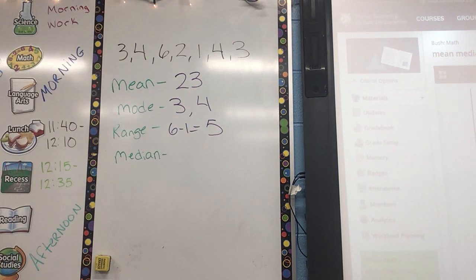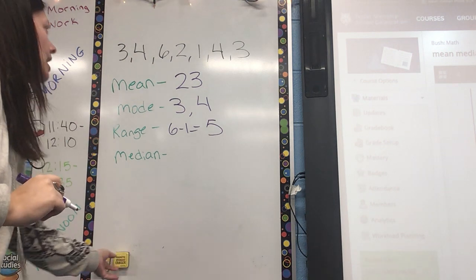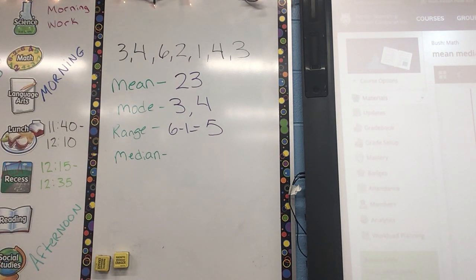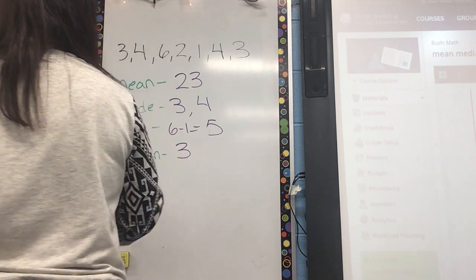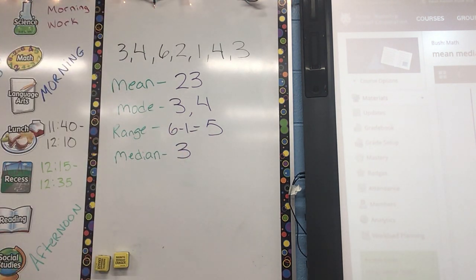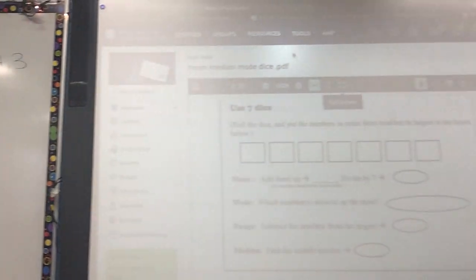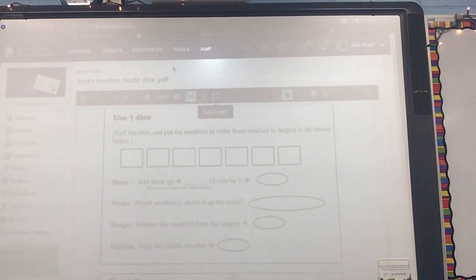And then my median. When I put these in order, and then I go through and I cross off my ends, what do I get in the middle? 3. Very nice. All right, we have only one more on here, right? All right, and it is 6 dice? Yes. I think it's 6 dice.